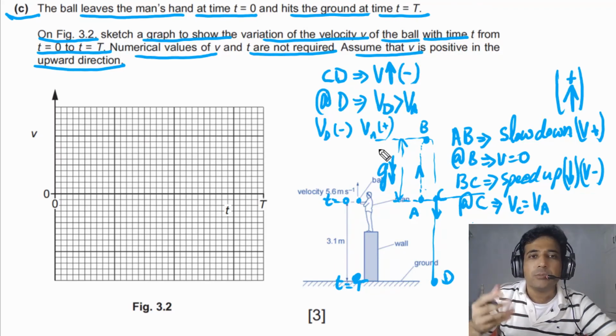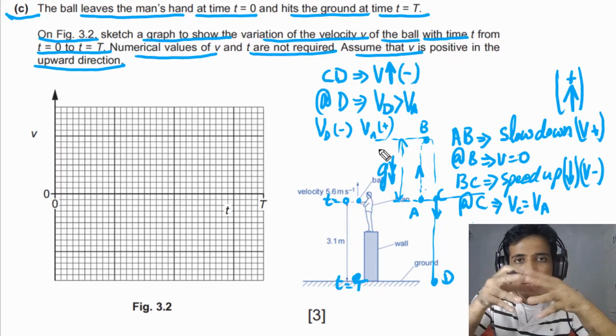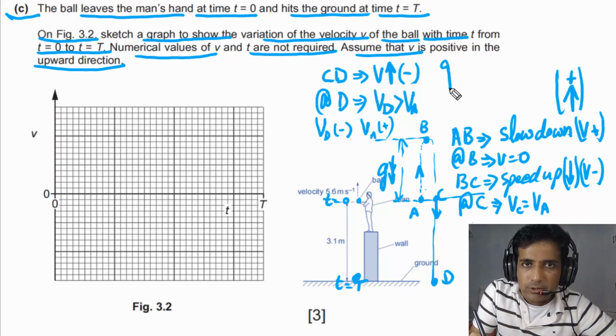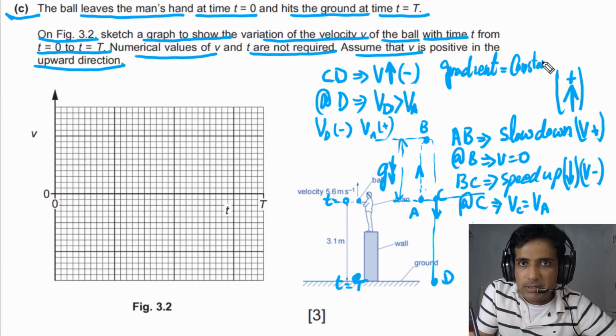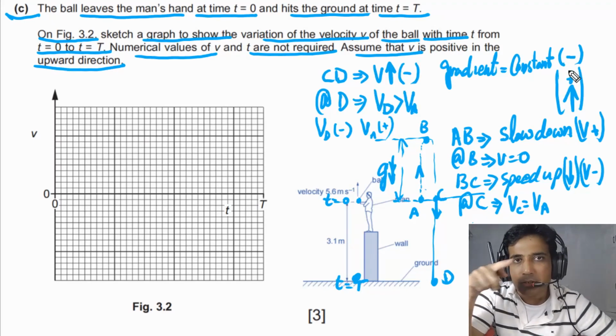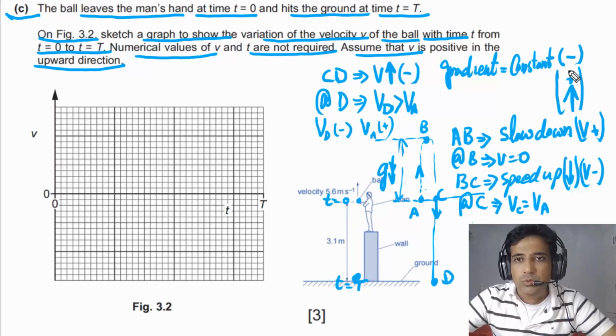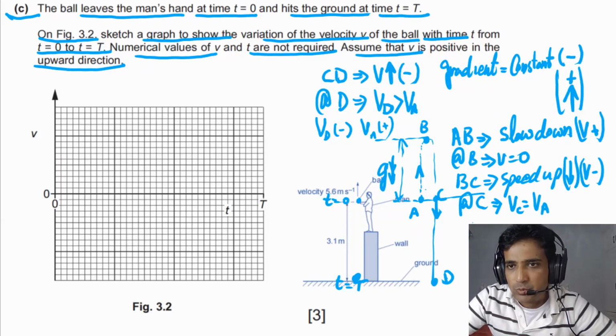Now simply we need to sketch this one. And also we need to understand that acceleration of the ball is always negative and downward. So the gradient of the graph has to be constant. It must have only one value, and the gradient has to be negative because gradient is equal to acceleration, and acceleration is vertically downwards, and we have taken up as positive. So the gradient of the line has to be negative.